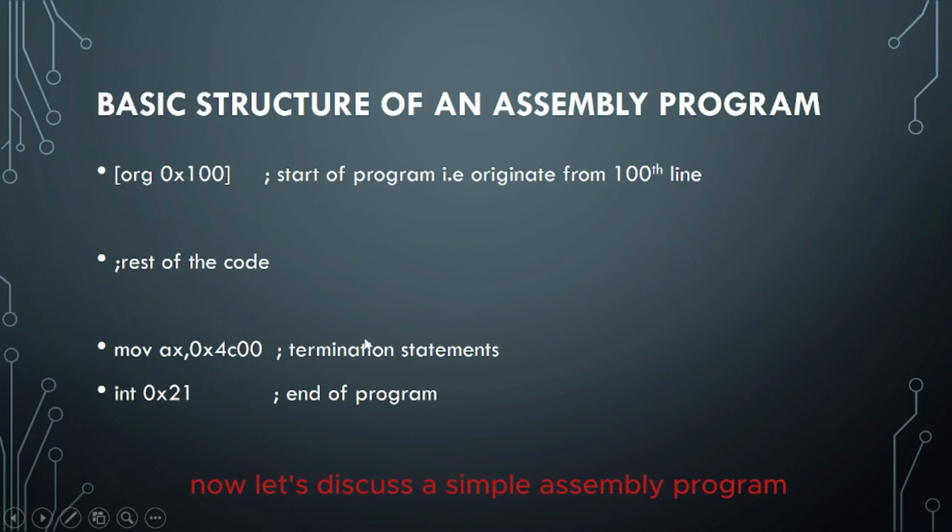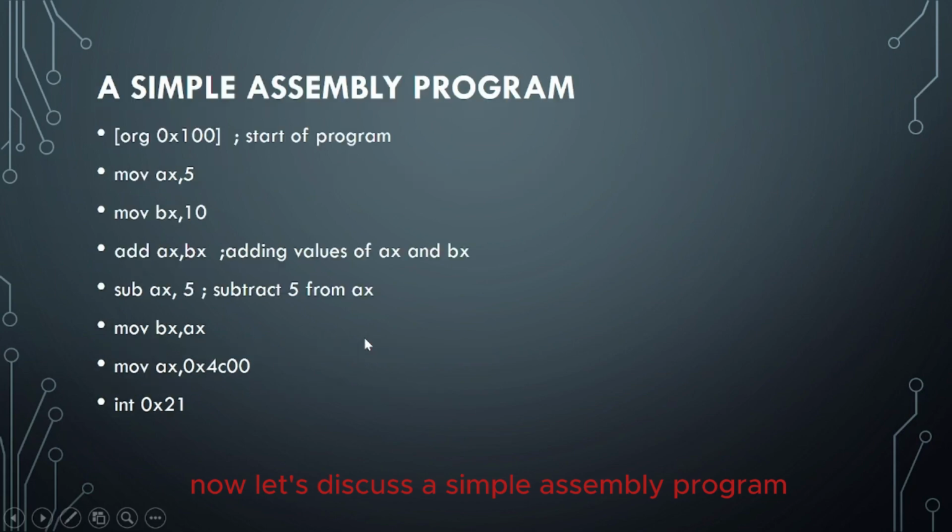Now let's discuss a simple assembly program. Here org 0x100 is the start of the program. Mov AX, 5, we are moving value 5 to AX. Then we have used mov BX, 10. Here we are moving value 10 to BX. Add AX, BX, here we are adding the values of AX and BX. The result will be stored in AX as AX is the destination.